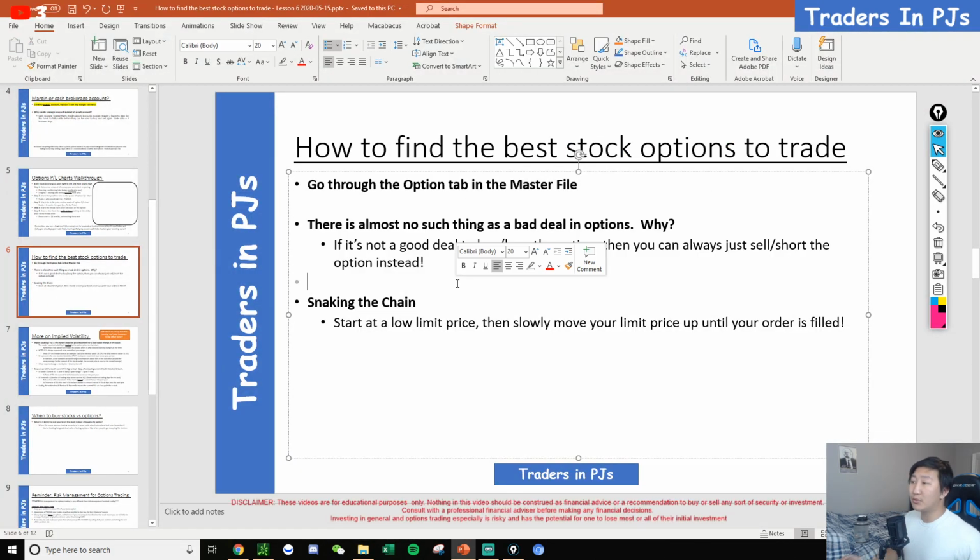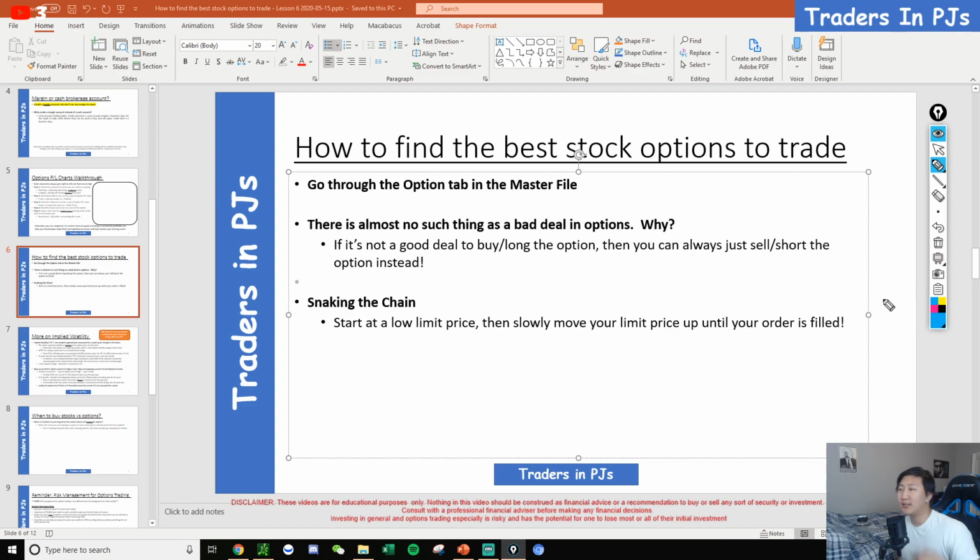There's almost no such thing as a bad deal in options. Why? Because I just talked about a good deal for buying an option. If it's not a good deal to buy it, then maybe we can sell it, right? That's always an interesting thing about trading options: you can always buy or sell the option. That's why I love trading options instead of trading stocks, because there's a lot more flexibility in what you can do. Instead of buying a call option, maybe I can buy a put option. There's just so much flexibility. Then you can always just sell and short the option.